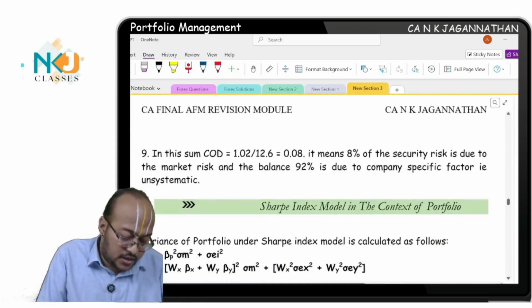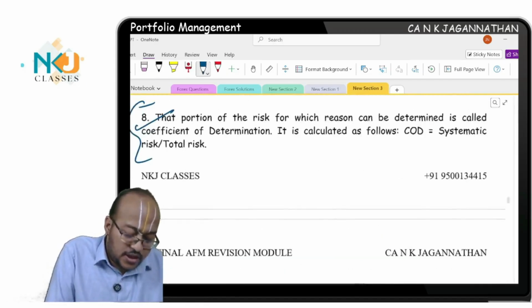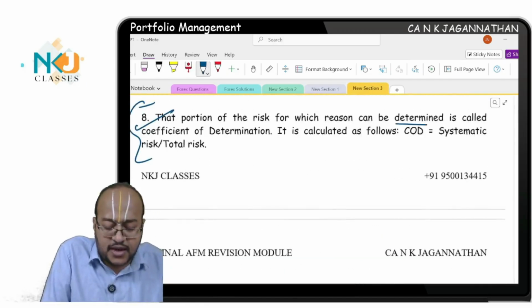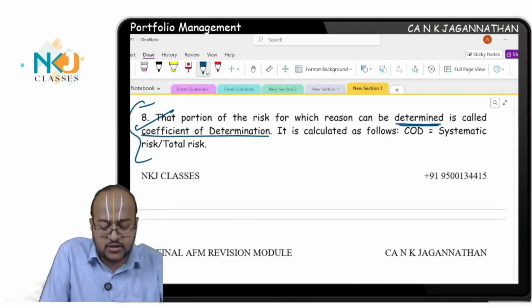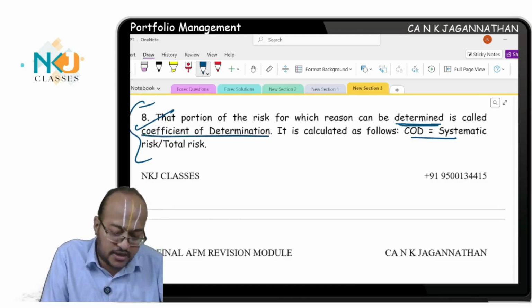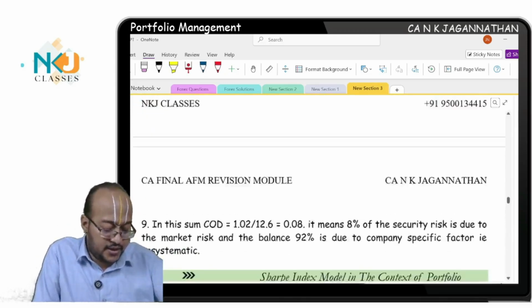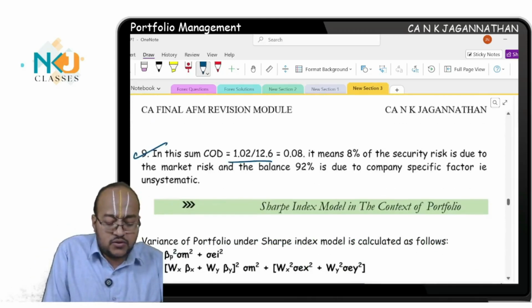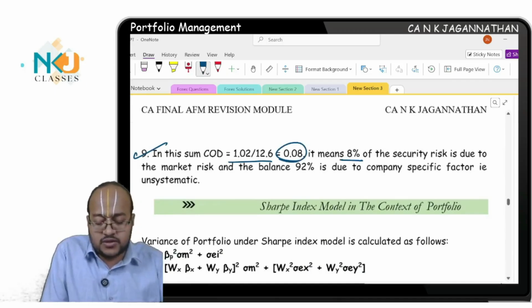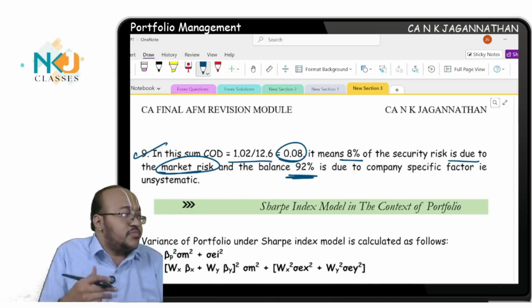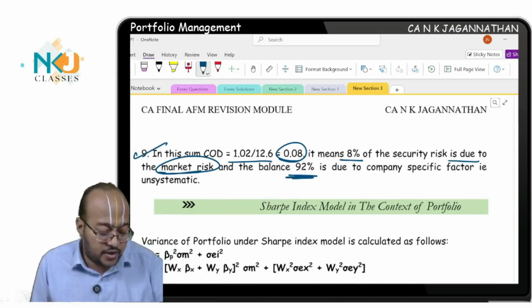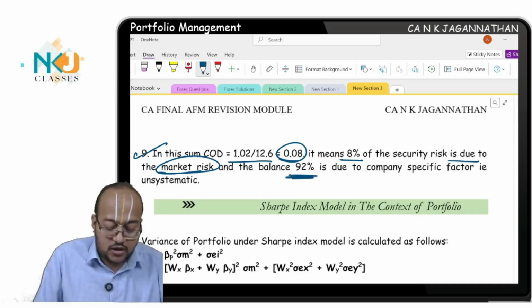Now see here, I have given you this. That portion of the risk for which the reason can be determined, or which is due to the market, is called the coefficient of determination. It is calculated as follows. COD is systematic risk by total risk, and in the sum, COD is 0.08, which means 8% of the security risk is due to the market risk, and the balance 92% is company specific, which is not determinable and unsystematic as well. Are you listening?